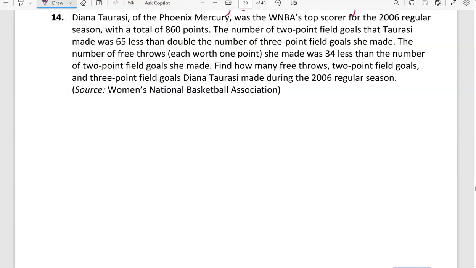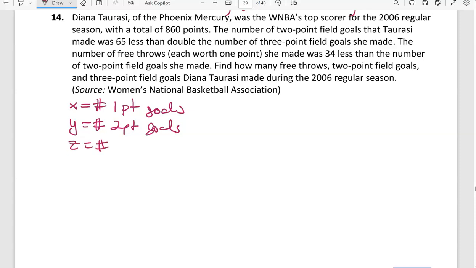So we need three equations here. So we have x is equal to the number of 1-point goals. Y is the number of 2-point goals. And z is the number of 3-point goals. That would be the easiest way to approach this.